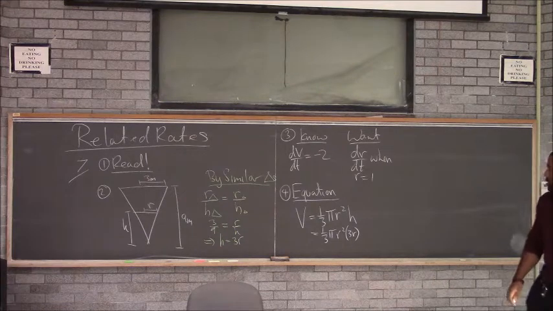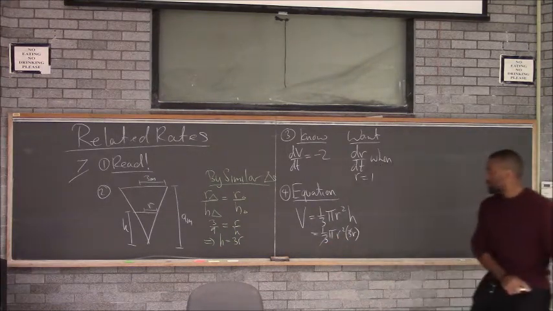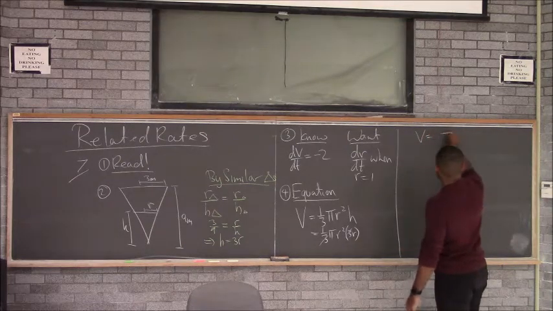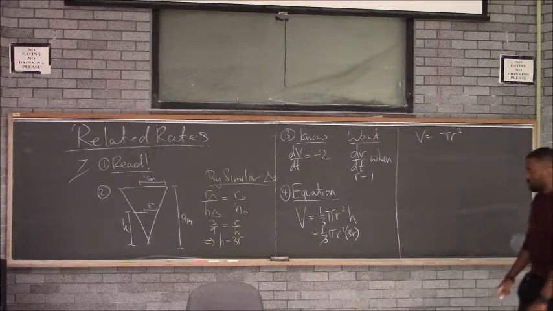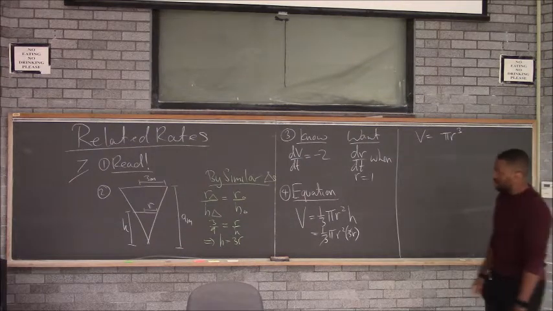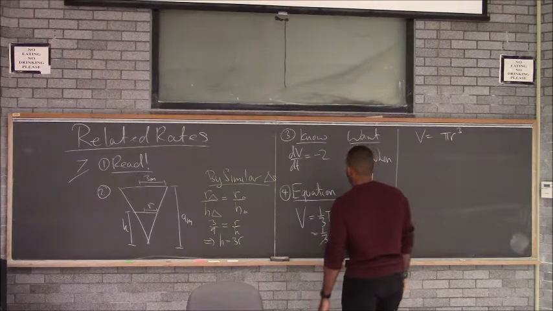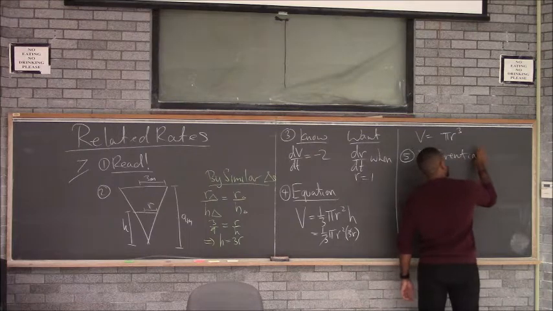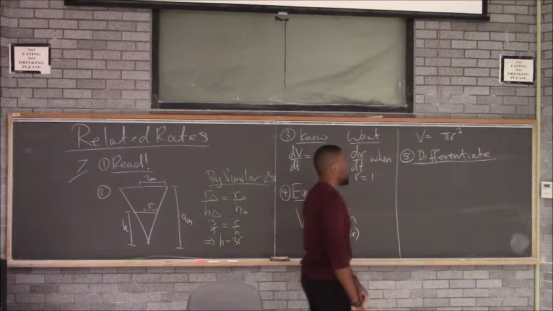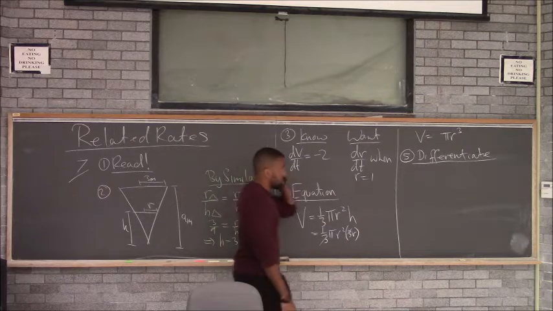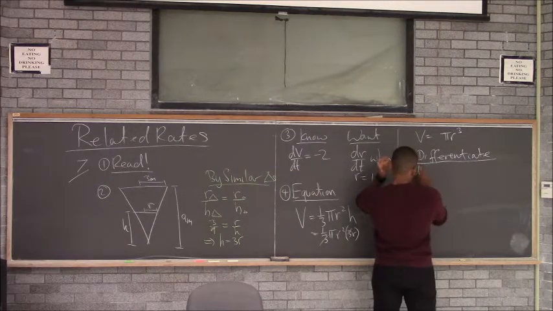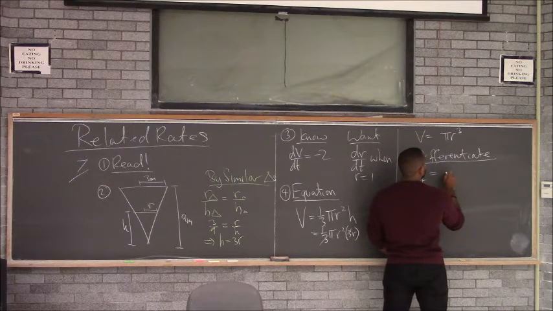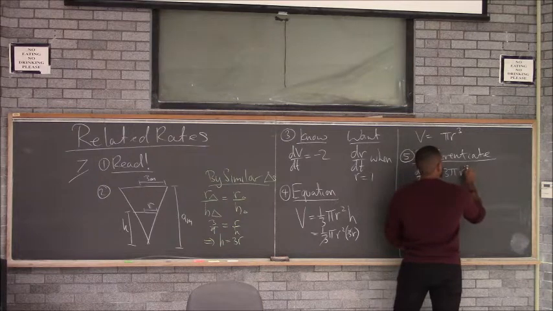And that becomes... So the 3's would cancel, and so the actual equation we want is going to be pi r cubed. Right? And then now you could differentiate. That's the fifth step. We're going to differentiate implicitly with respect to time, because t is our variable, so we get dV/dt is equal to pi times 3r squared times dr/dt.